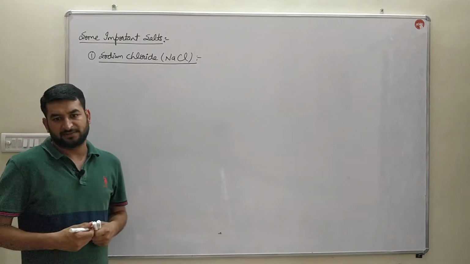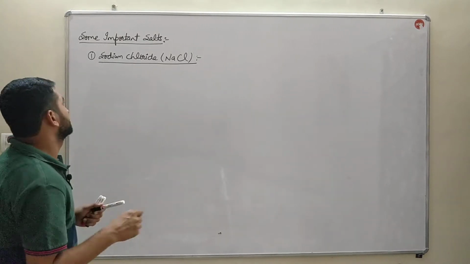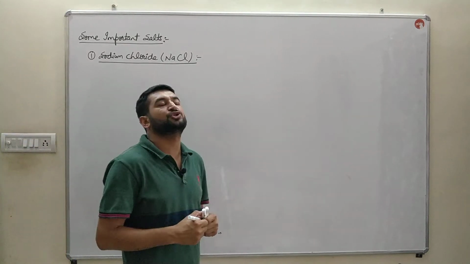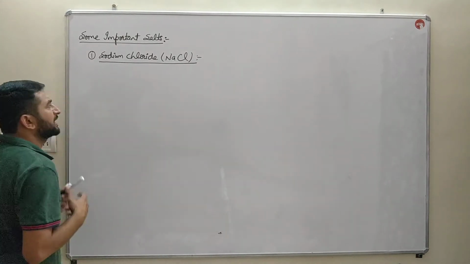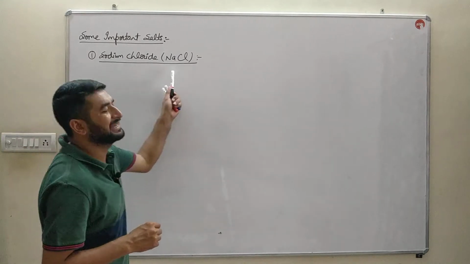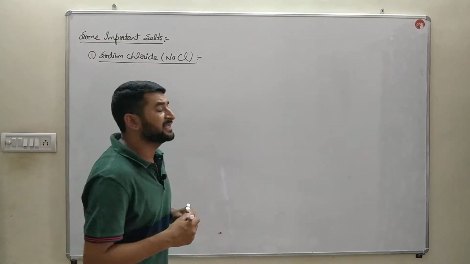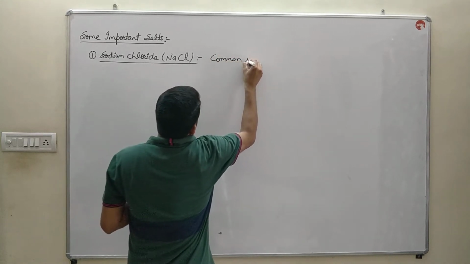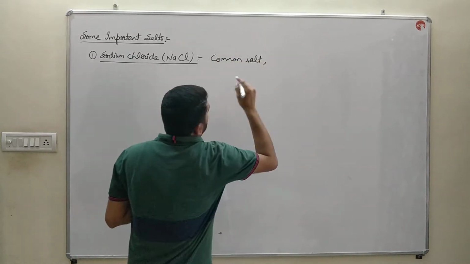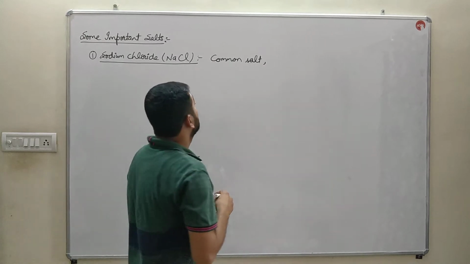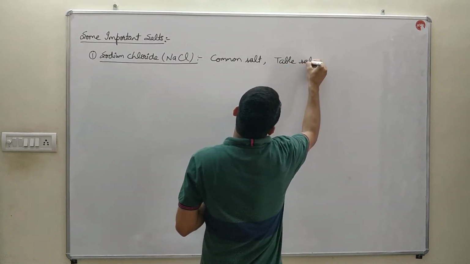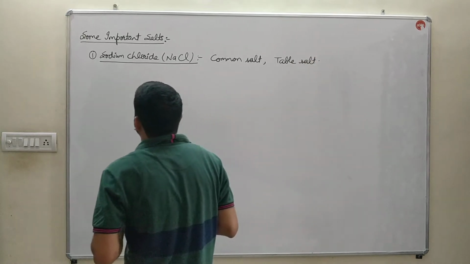Now we'll discuss some important salts. First salt which is in your 10th class syllabus is sodium chloride. The chemical formula of sodium chloride is NaCl. It is also referred as common salt. It is the most common salt present on the earth crust. As well as it is also referred as a table salt, as it is present on almost every table of our dining.